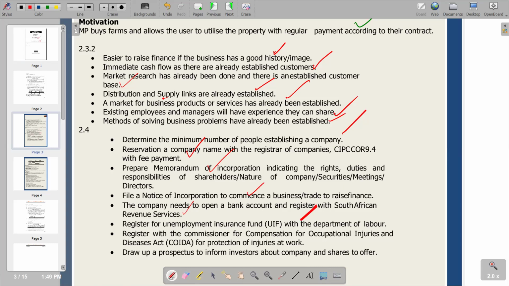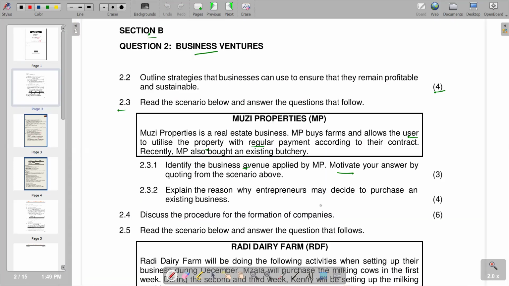Obviously this is in relation to the workers. And then you go to register with the Commissioner for Compensation for Occupational Injuries and Diseases Act, that is COIDA, for protection against injuries at work. And then lastly, we could draw up a prospectus. So basically, these are the steps according to the question. We have 6 points, and since it is 6 marks, at least 6 points are required. Then we'll go to the next part, which is now our 2.5.